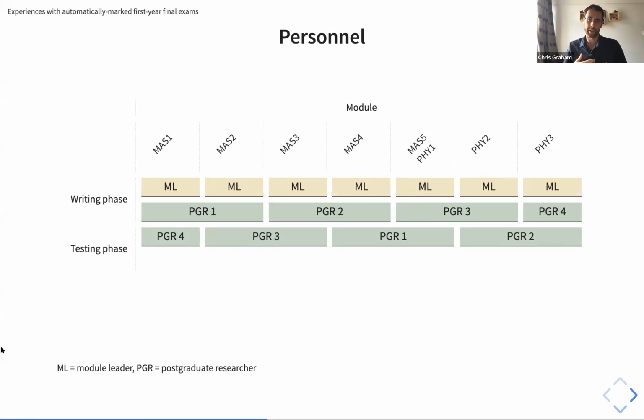Following that writing phase, which lasted around 3 weeks, there were around two to 3 weeks of checking. In this phase, we rotated the PGRs around the exams, so they were seeing things with fresh eyes. In fact, that rotation happened twice, I think, in the end. So we really had quite a lot of eyes on the content.